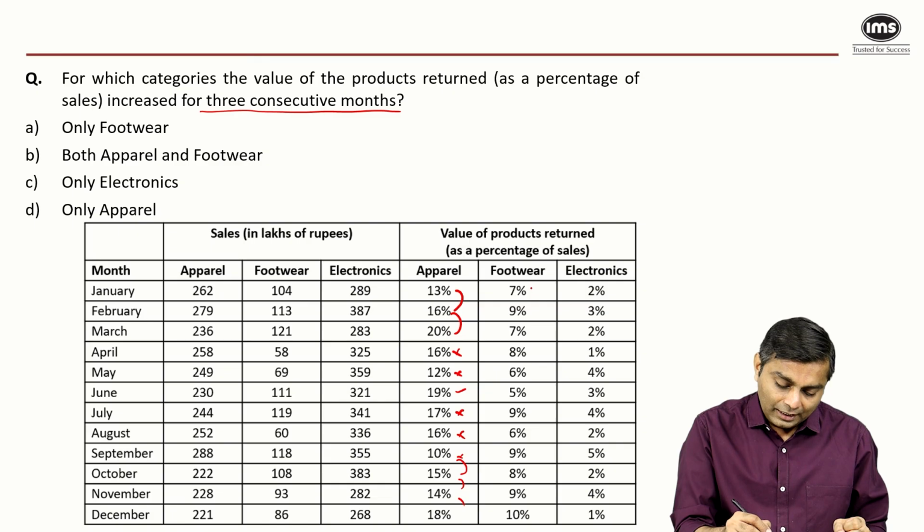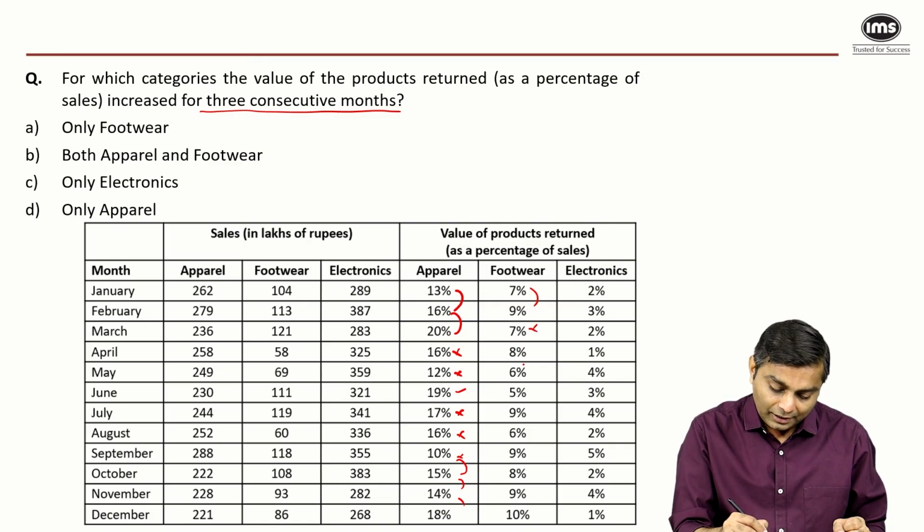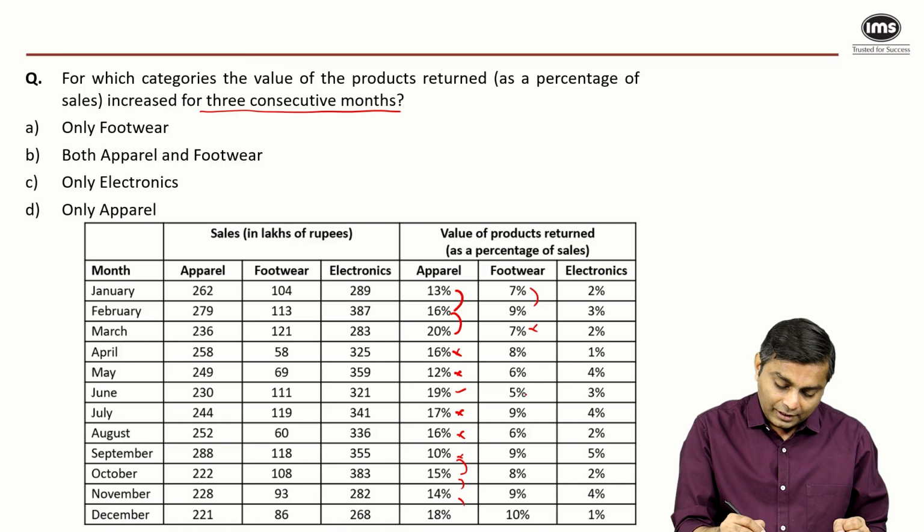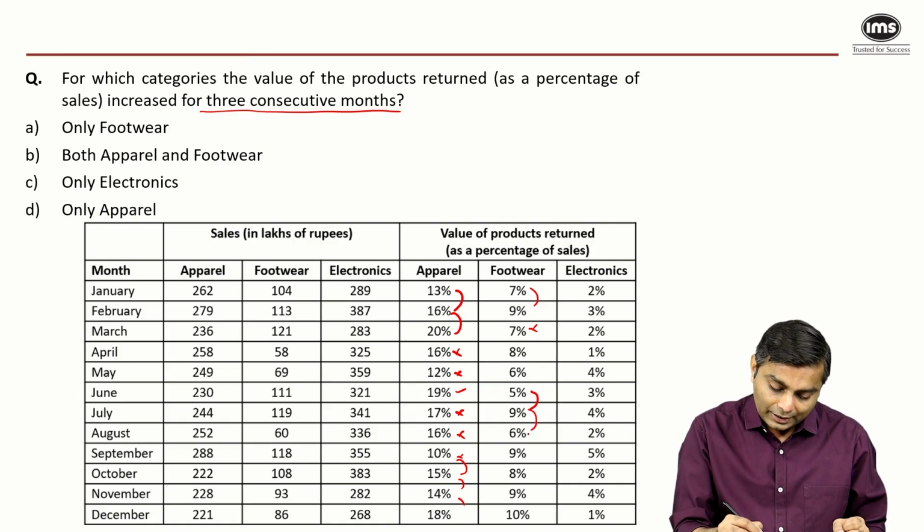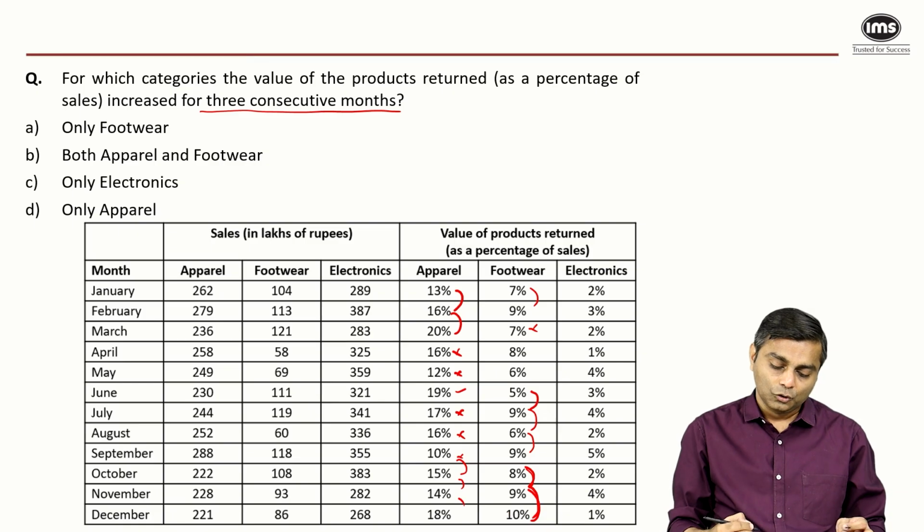Footwear, do we have that? Increase, then a decrease. So not really. 7 to 8 is increase, but again a decrease. 6 to 5 is decrease. 5 to 9 is increase. Again 9 to 6 is decrease. 6 to 9 is increase. So not really. 9 to 8 again decrease. 8 to 9 and 9 to 10. Yes. So there is a 3-month increase here also in footwear.